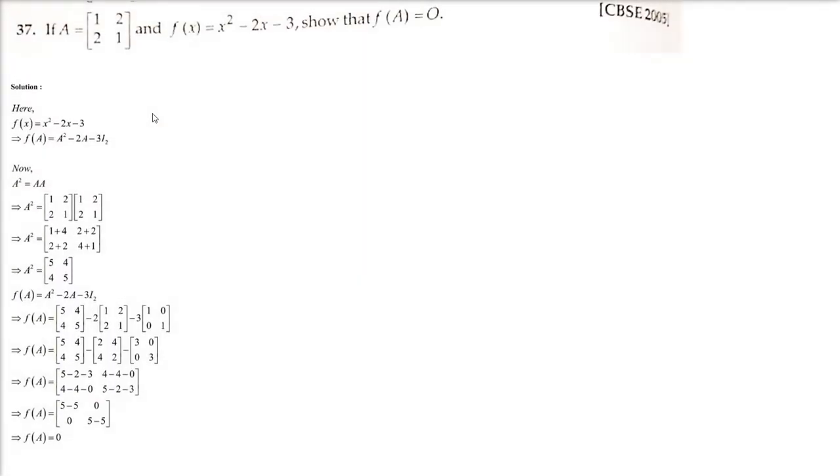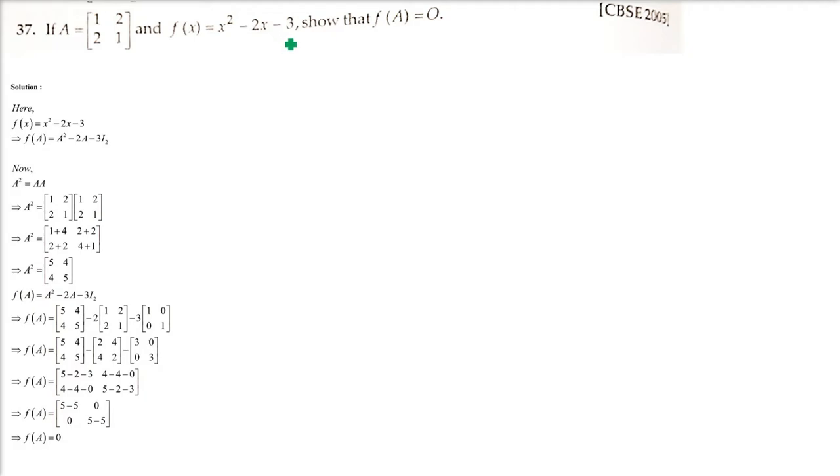Same thing here. CBSE 2005. I hope you'll be able to do it. Just multiply A twice. A square will be there. Multiply it by A, and then multiply it by k, identity, 1, 0, 0, 1. So k will be equal to 7. I am just doing it quickly because this exercise has a lot of questions, and many of them are similar.